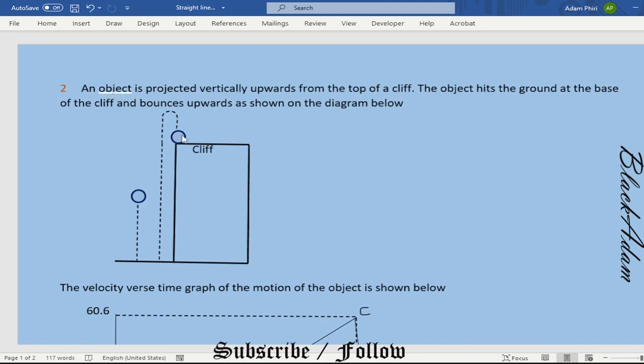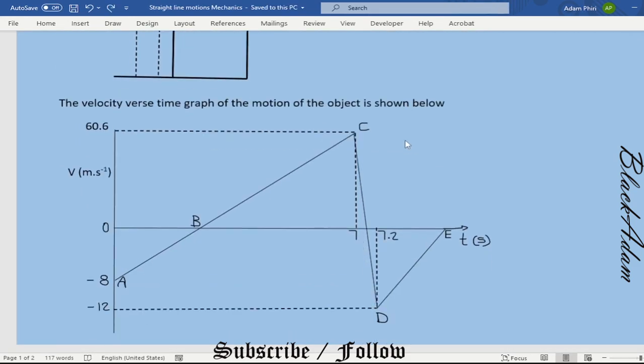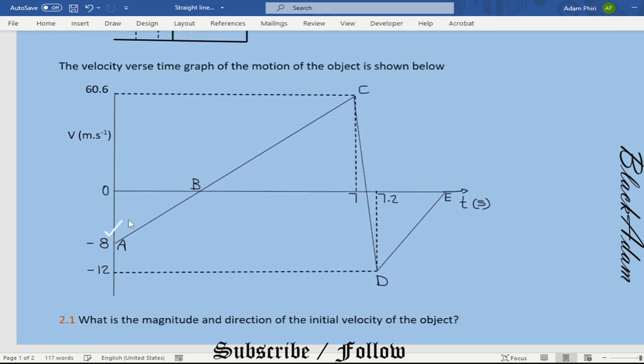Welcome to physics class. So we have an object projected upwards as shown on the diagram, and then it hits the ground. As it hits the ground, it bounces back. As it bounces back, it reaches a certain height, and now the graph shows everything.